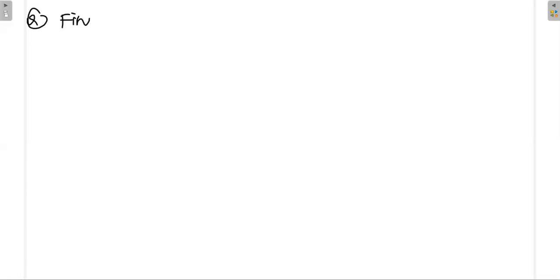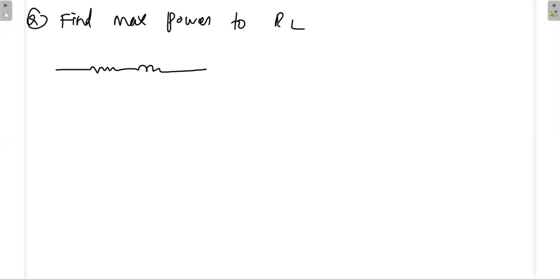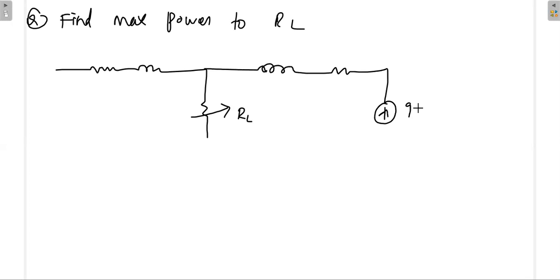Find the max power to RL. Now ZL is not there, only RL is there. This is 6 ohm, J8, 6 ohm.